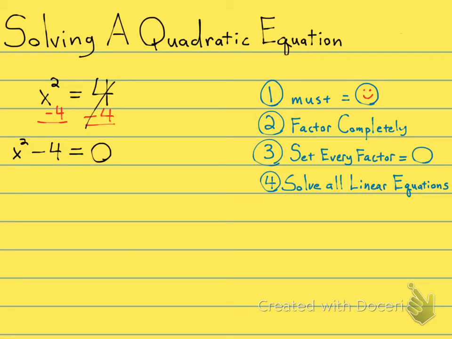Okay, step 1. Is it equal to 0? Yes. Let's go ahead and put a smiley face in there. There we go. All right. Step 2, factor completely. You remember how to factor this one? Oh, it's the difference of 2 squares.